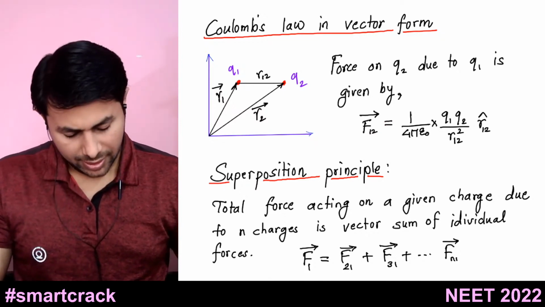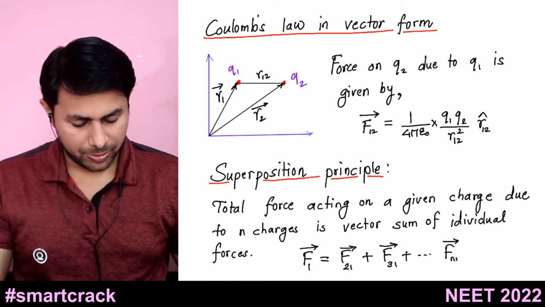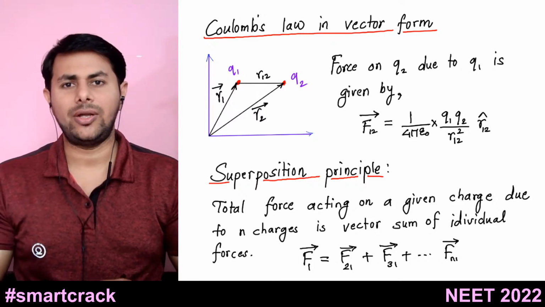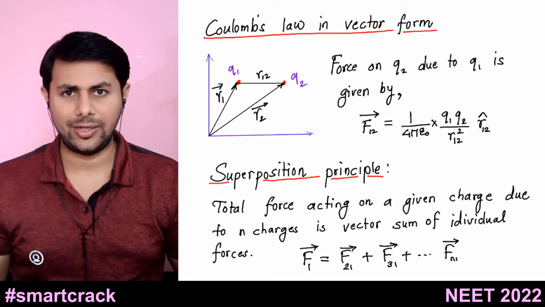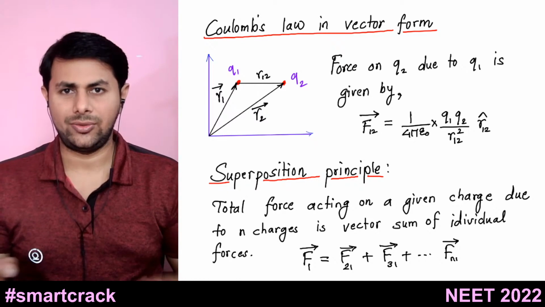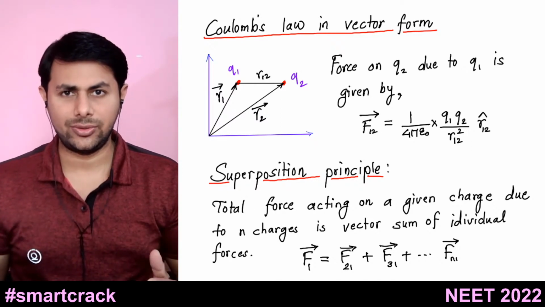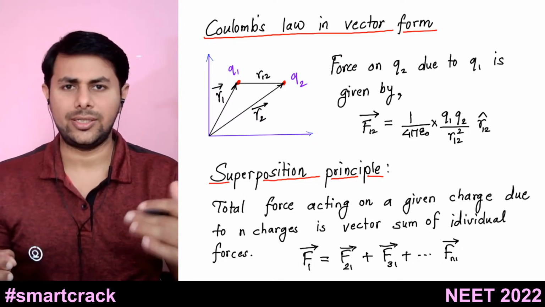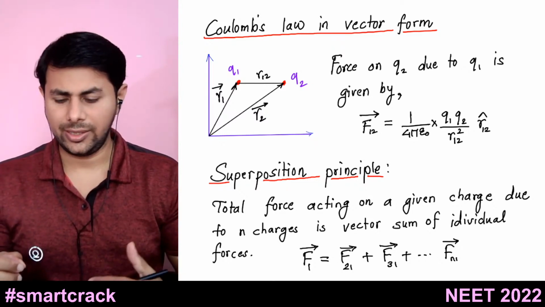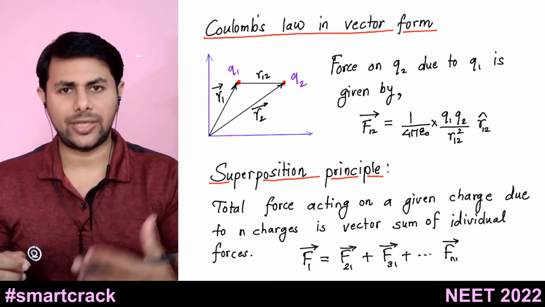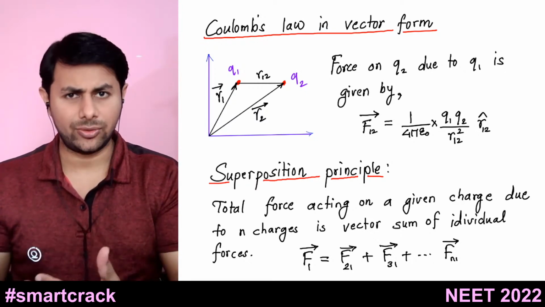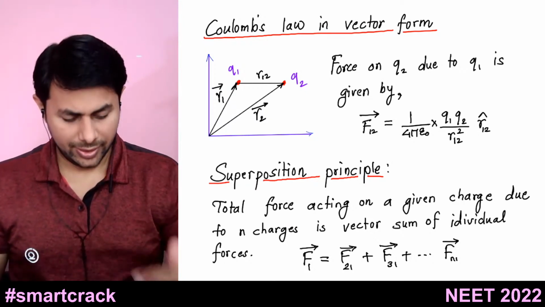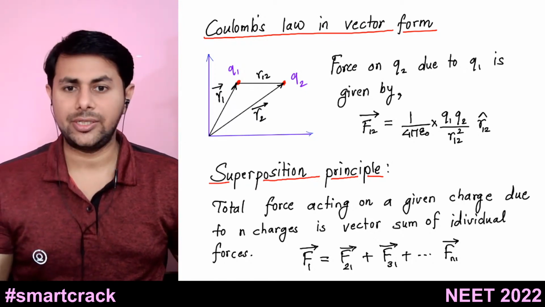All right, after that, next is the superposition principle. So what does the superposition principle say? If you have n number of charges and you want to find the force acting on any one charge due to all the other charges, then just take the force on that charge due to all other charges individually. So you take the force due to one charge, force due to second charge, force due to third charge, and so on, force due to nth charge, and add it up, vectorially, because force is a vector.